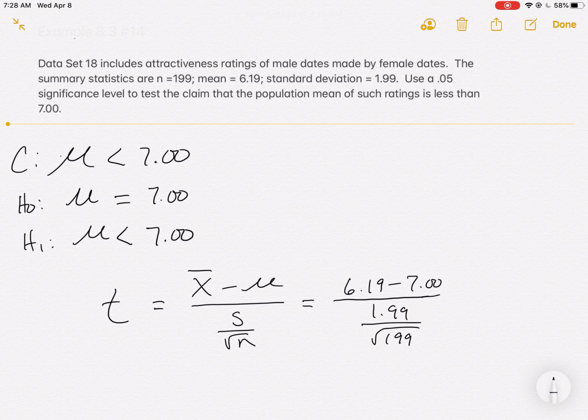Be careful how you do that. I type it in as 6.19 minus 7.00 and hit equals. I'm looking at a negative 0.81 divided by, and I use the open parenthesis, 1.99 divided by the square root of 199, and then you can close off that parenthesis, and you come up with a z-score, or sorry, in this case a t-score of negative 5.74. Now t is trying to accomplish the same thing that z is, and that is to give you the number of standard deviations. So that's a pretty healthy number of standard deviations to be away.